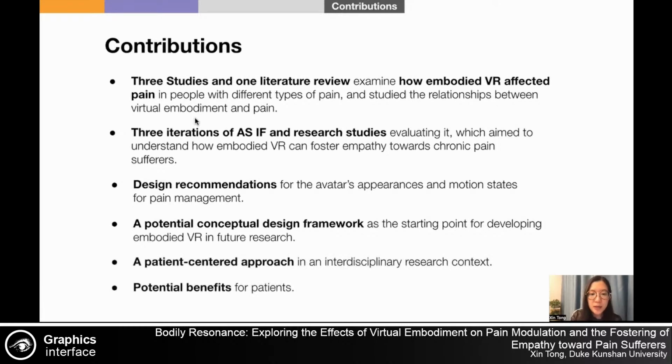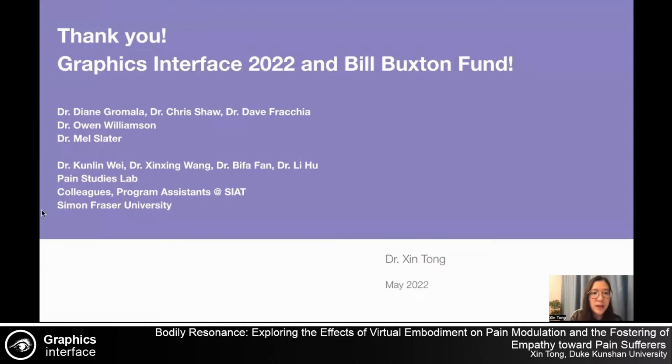This work takes a patient-centered approach in an interdisciplinary research context and can potentially create great benefits to chronic pain patients. That's the end of my presentation today.